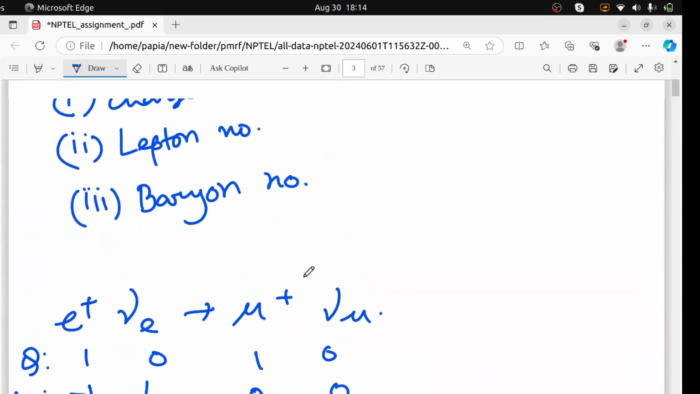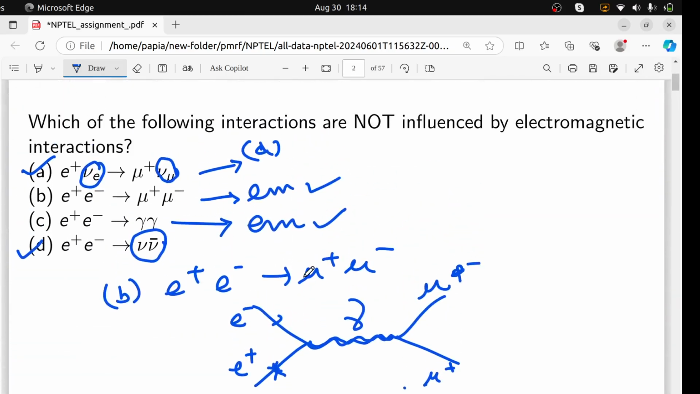But for this question, you can see directly that in option C, gamma is present, so obviously it will be electromagnetic. For option B, we have done the Feynman diagram, and we have seen that gamma is present as the mediator. A and D both have neutrinos, so obviously they are governed by weak interaction. So which of the following interactions are not influenced by electromagnetic interaction? A and D, because these two are governed by weak interaction only.